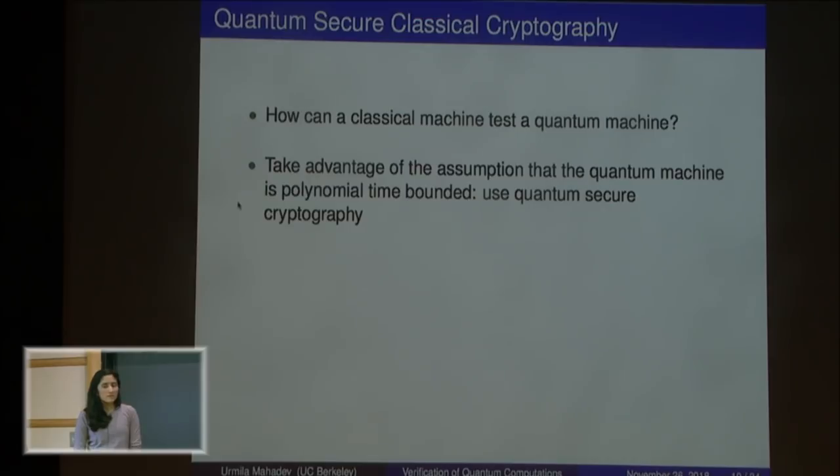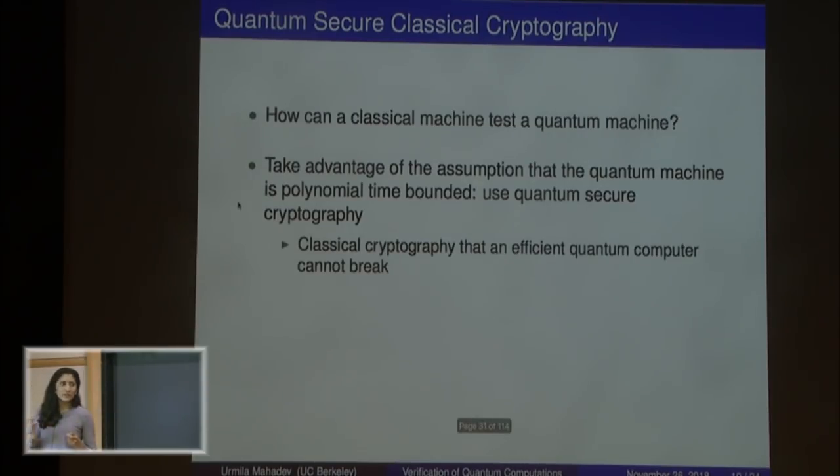More specifically, there's some classical cryptography that a quantum computer cannot break. And this is called quantum secure classical cryptography. And the way to think of it is, let's say there's a one-way function, and what I'm assuming is that an efficient quantum computer cannot invert this one-way function. So that's what I mean by it's secure against quantum computers.